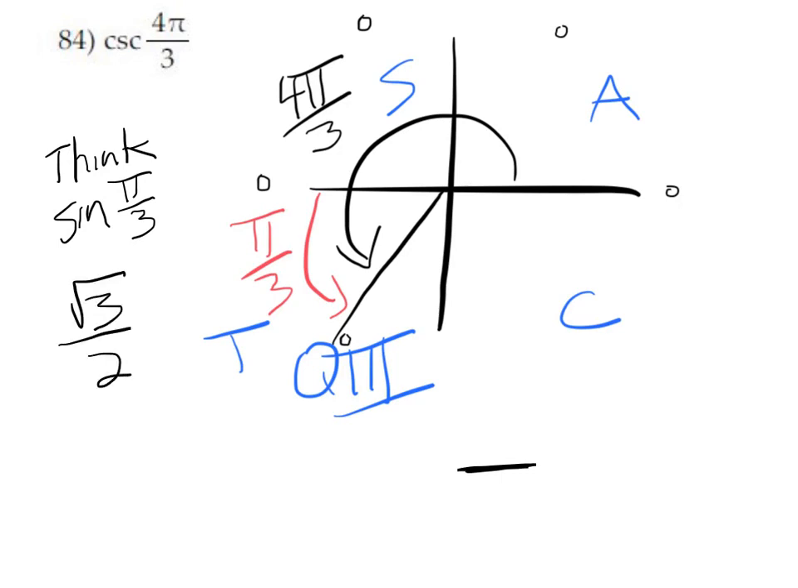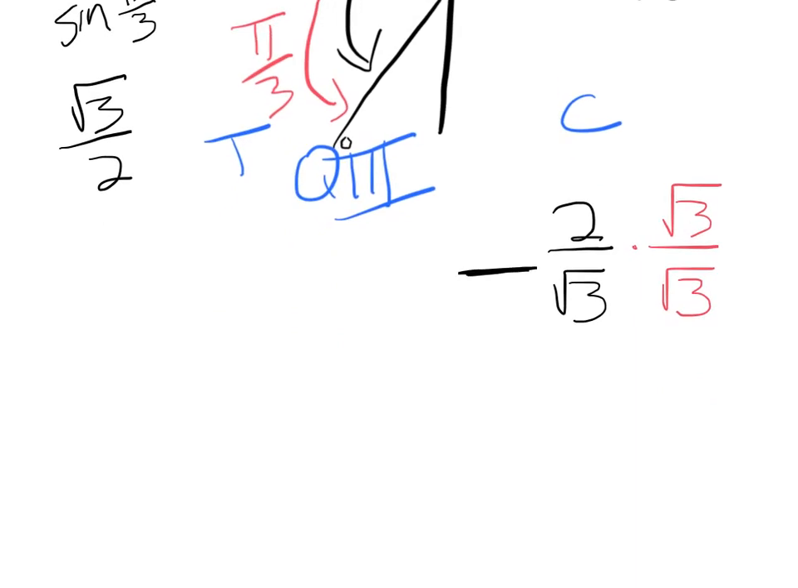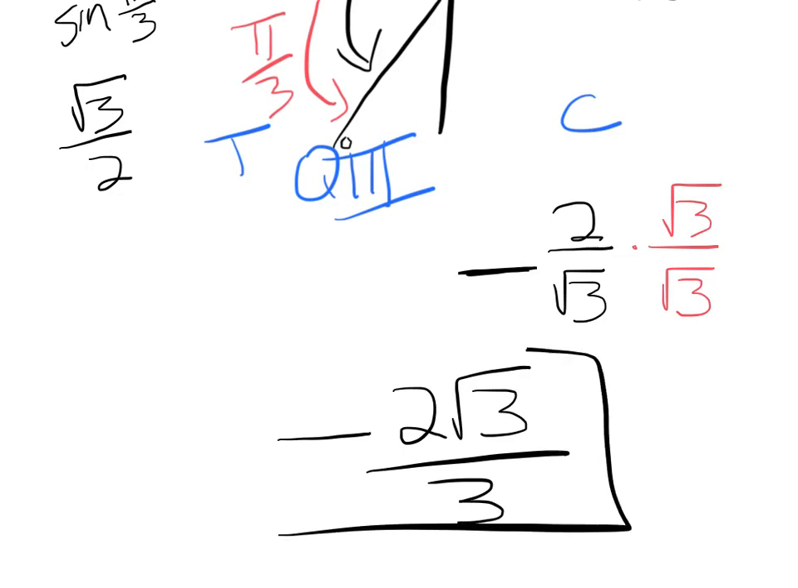So cosecant, we already determined it's negative. Cosecant is going to be the reciprocal of this, which will be 2 over square root of 3. Many instructors and even books nowadays will accept this answer. This book likes to rationalize the denominator, so we would continue by multiplying by square root of 3 over square root of 3. And that would give us our final answer of negative 2 square root of 3 on top and 3 on the bottom. And that completes this problem.